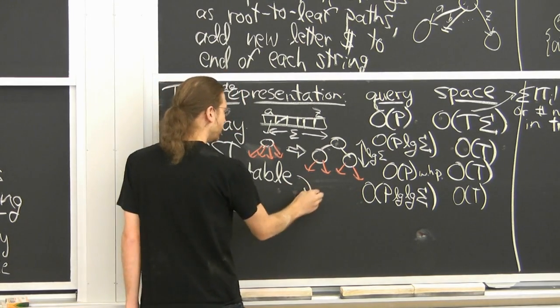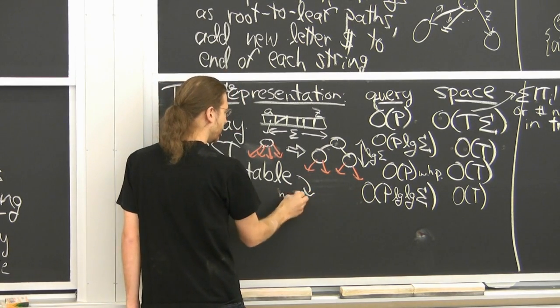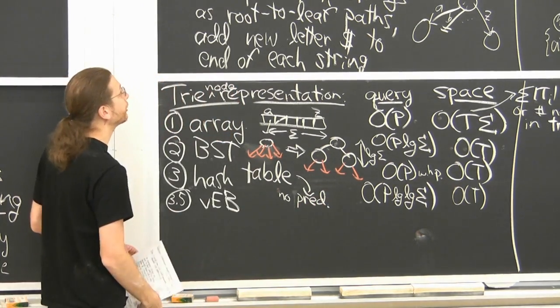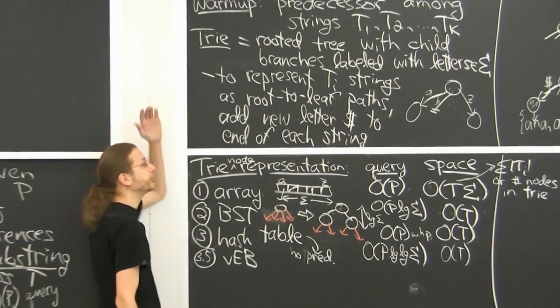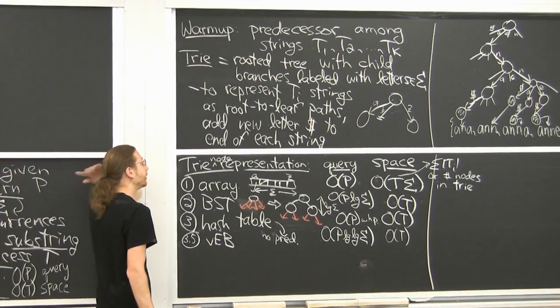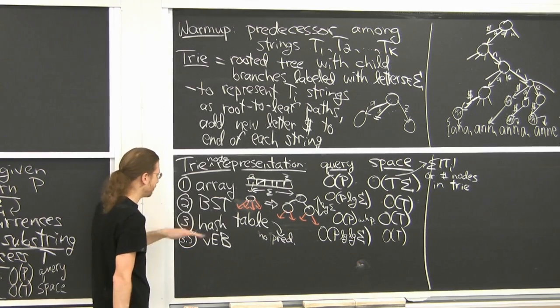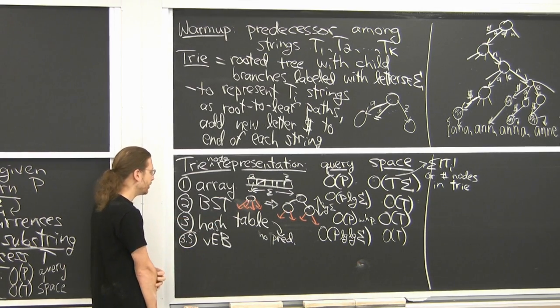So the hashing will not do predecessor. Okay, it will do exact search, which is still an interesting problem. I give you some strings, I want to know, is this string in your set? But it won't solve the predecessor problem. Okay, so this is an interesting solution to hashing, but not quite what we want.